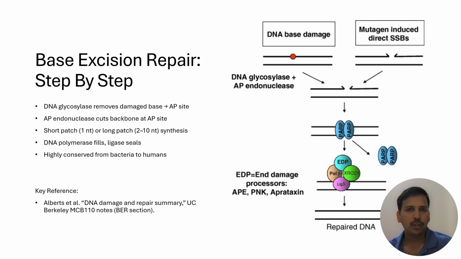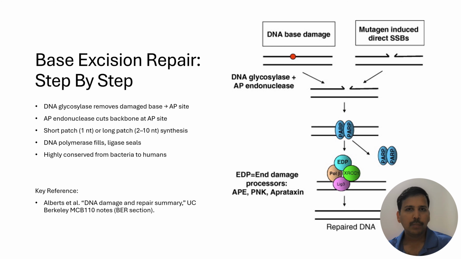Next, an AP endonuclease cuts the DNA backbone on one side of the AP site, and in some cases, an AP lyase or additional enzymes process the other side. This gives DNA polymerase access to the site. In short patch BER, a single nucleotide is inserted. In long patch BER, a small stretch of 2 to 10 nucleotides is replaced. Finally, DNA ligase seals the nick to complete the repair.